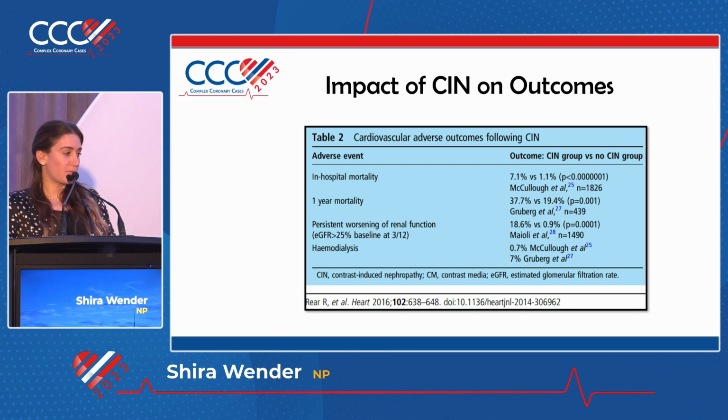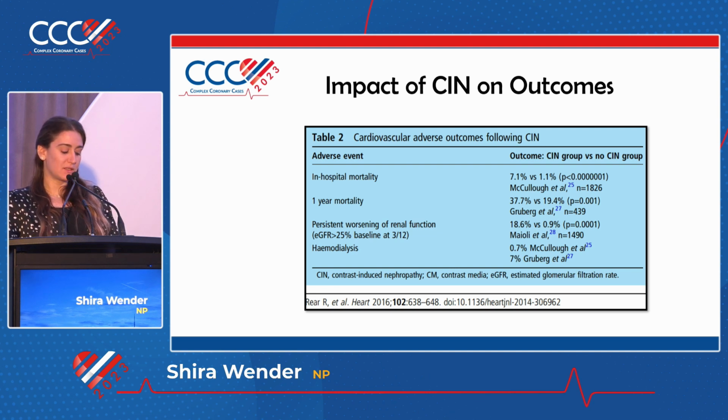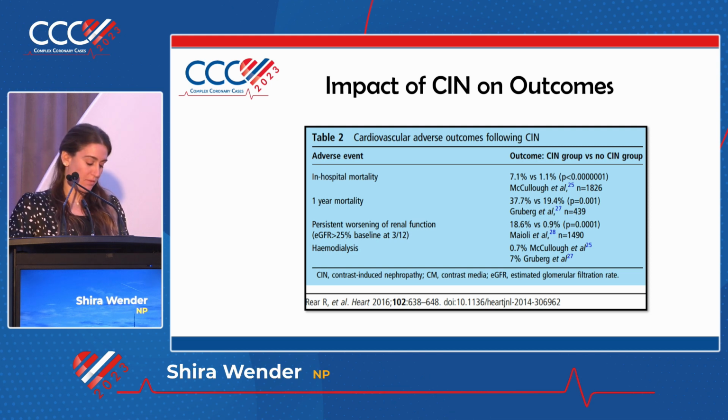In-hospital mortality is approximately 5 times higher in patients who suffer CIN compared with the patients receiving contrast media who do not suffer CIN. The mortality rates at 1 and 5 years are approximately 4 times higher. Close to 20% of those who develop CIN suffer persistent worsening renal function after contrast media exposure, and 0.7 to 7% of the patients require renal replacement therapy.